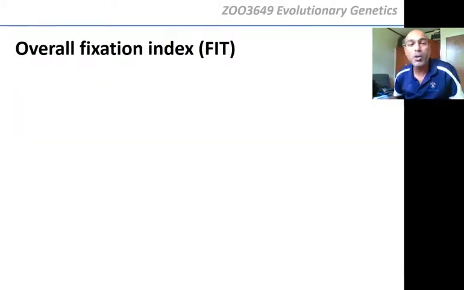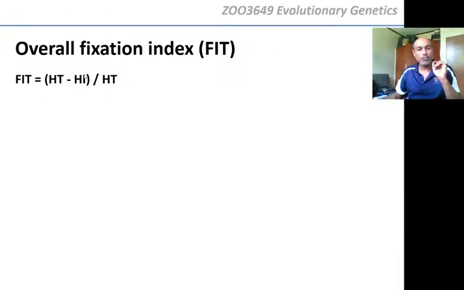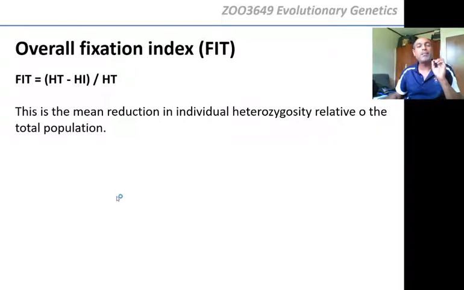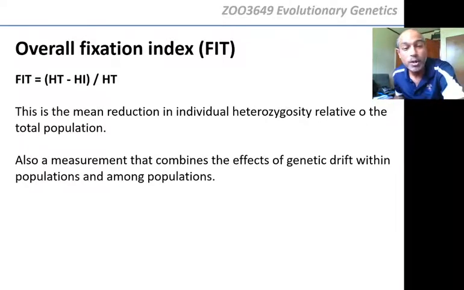So that brings us to the last F statistic, the last fixation index, which is what? It is going to be FIT. And you've immediately seen how we get this, right? We take the heterozygosity of I, which is the individual heterozygosity, and the total heterozygosity. So we take the total minus the individual, divide by the total, and this is the mean reduction in individual heterozygosity relative to the total population. Sorry about the spelling error, that should be a 2, right? Relative to the total population. It is also a measurement that combines the effect of drift within subpopulations and among populations.